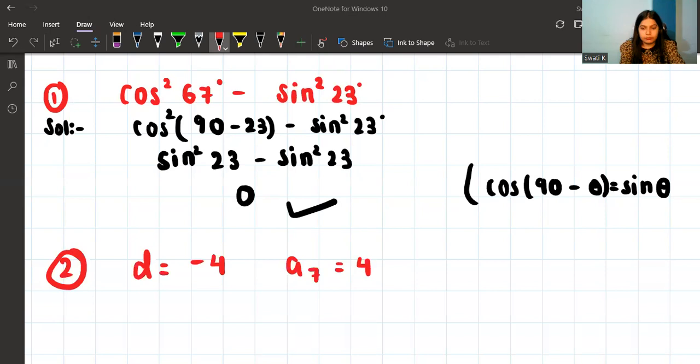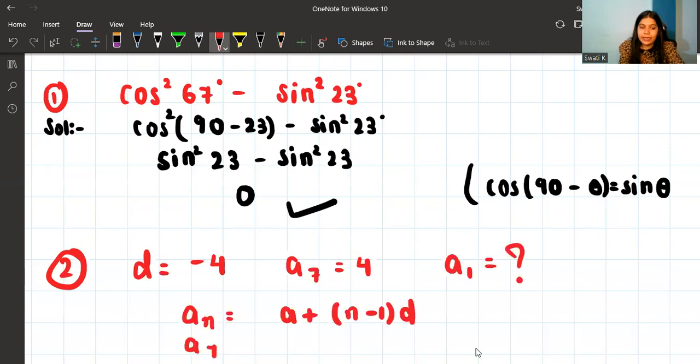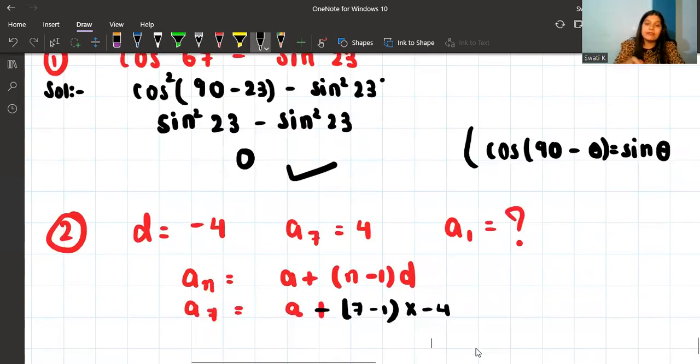First of all, we know the formula to find the nth term: an is equal to a plus (n minus 1) into d. So if I put 7 instead of n, this will become a plus (7 minus 1) into d. Here a is the first term, n is 7, and d is of course -4. So into -4. Now, what is A7 given in the question?